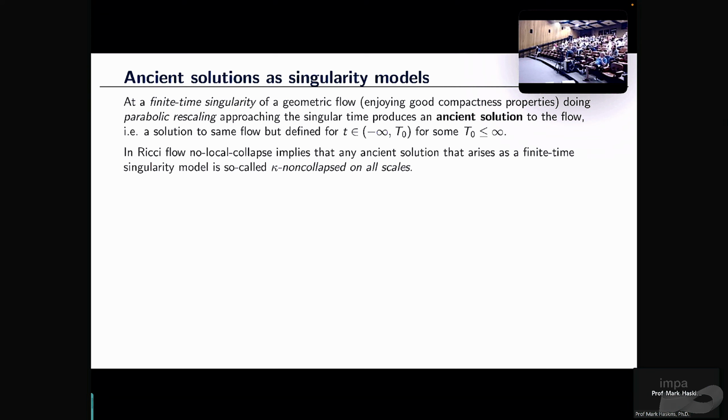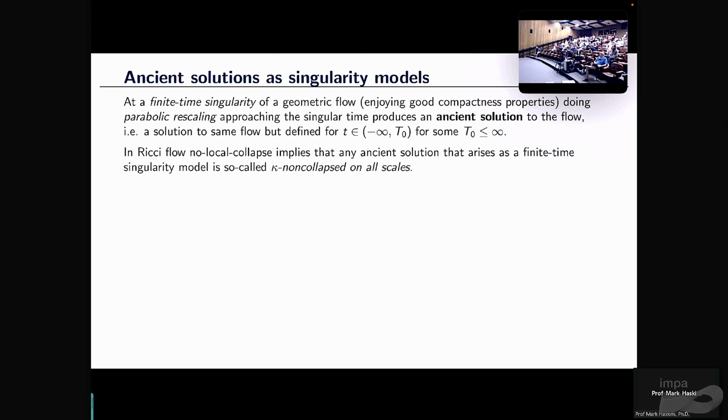And so that's the extra structure that you pick up when you pass from just a solution to the flow to now looking at the finite time singularity of a flow. What you get for subsequential limits are ancient solutions to the flow.